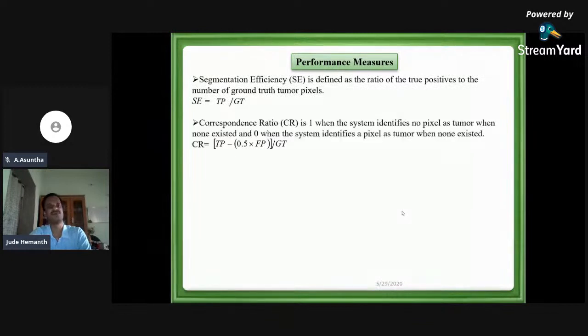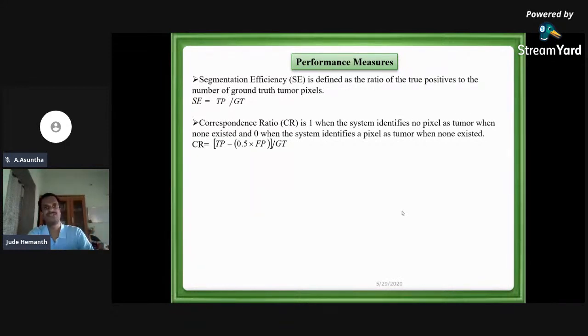So what are the performance measures for this? When you go for classification, we had accuracy, sensitivity, specificity, and so on. But when you go for segmentation, we have two important different measures, which we call segmentation efficiency and correspondence ratio. Segmentation efficiency shows how efficiently you have counted the number of tumor pixels within an image, or how efficiently you have segmented the tumor pixels without missing any one of the pixels. But correspondence ratio shows how many extra pixels other than tumor pixels have entered your output.